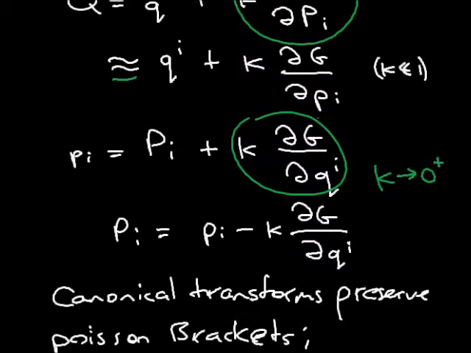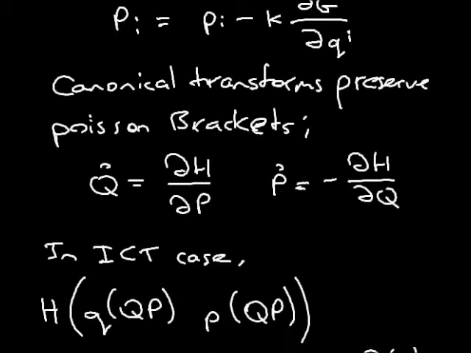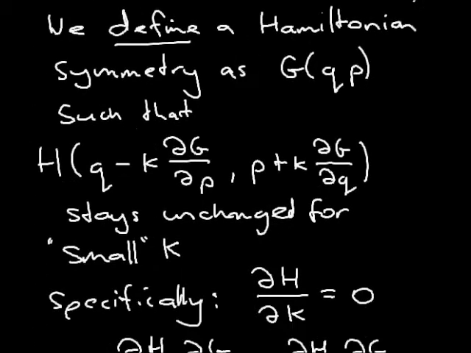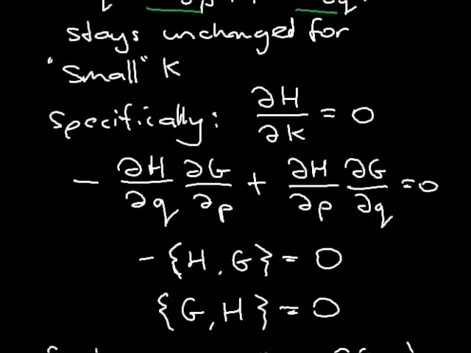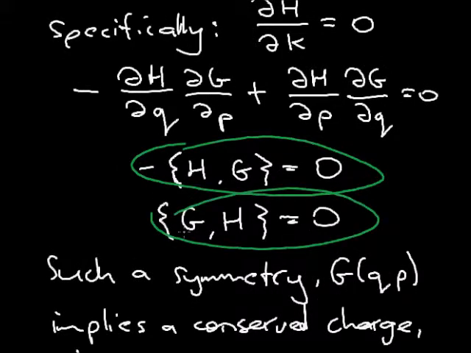Sometimes G generates a Hamiltonian symmetry. This means that the change in H as we modify Q and P by this amount shrinks to 0 for small k. To clarify, this means that dH/dk equals 0 at k equals 0. But if you expand out the dependencies on k, this statement implies that the Poisson bracket vanishes and G is a conserved charge. Consider the special case where G equals epsilon p.